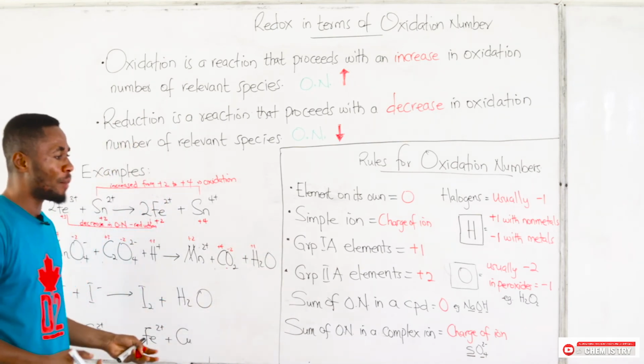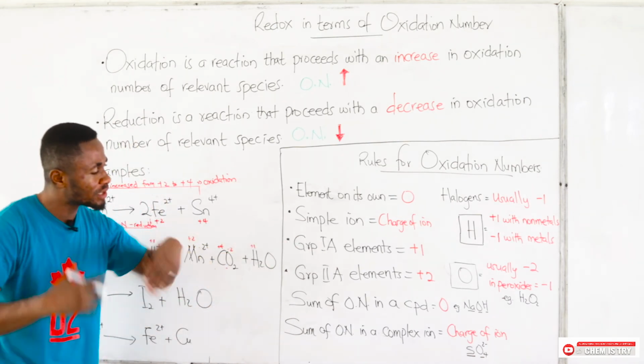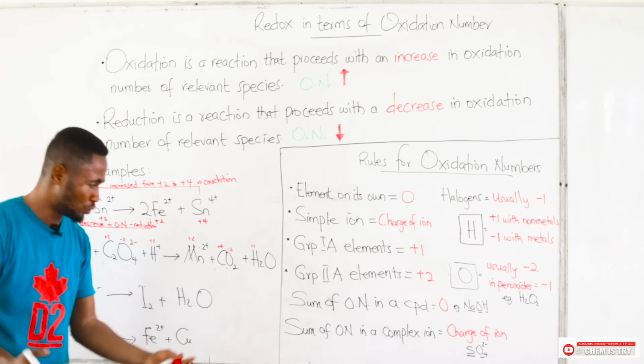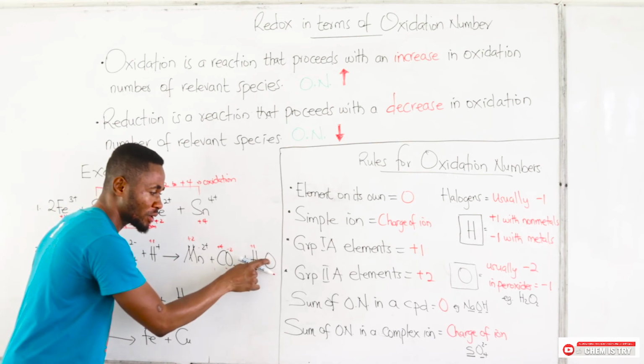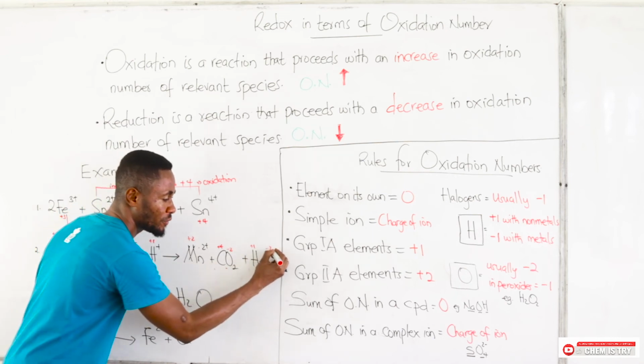And we are saying oxygen, apart from in peroxides, its oxidation number is usually negative 2. So this is definitely not a peroxide. So the oxidation number for oxygen over here will be negative 2.